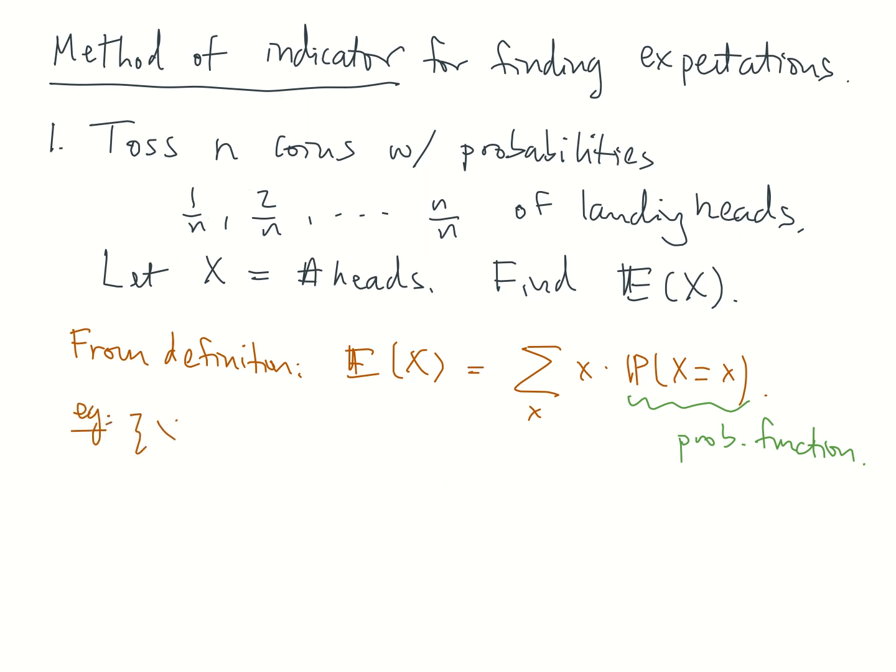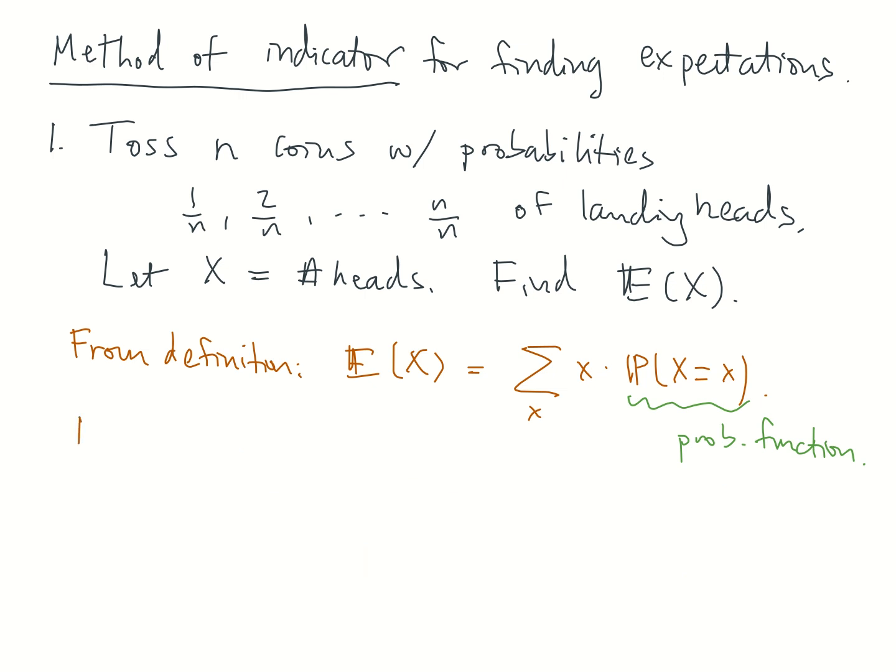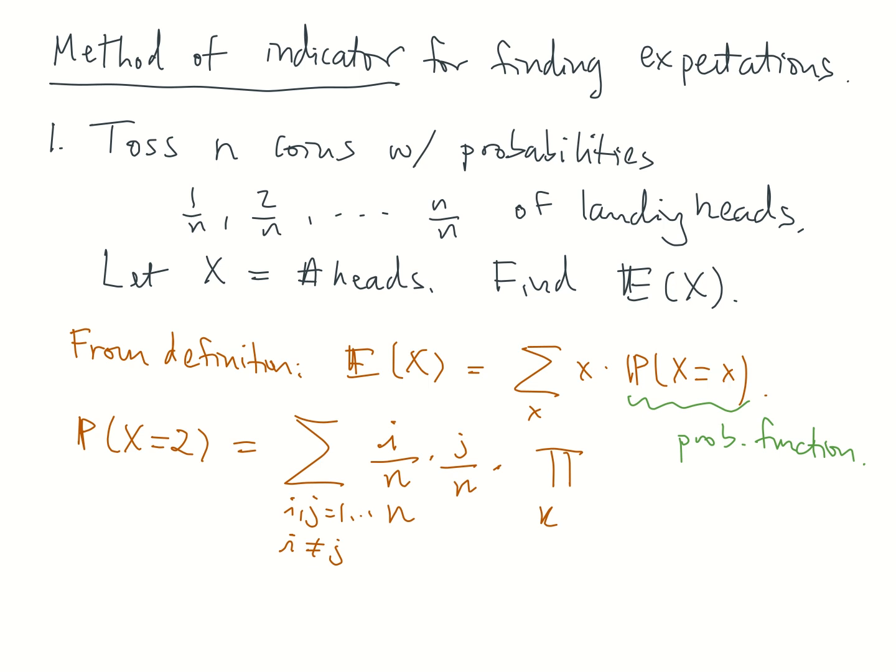For example, to get 2 heads, I could have the first coin land heads and the second coin land heads, and the rest are tails. Or I could have the first land heads, the third land heads, and the rest are tails, and so on. In general, I end up with this formula. Probability of X equals 2 is the sum over all distinct pairs i and j between 1 and n of i over n times j over n times the product over all k not equal to i and j of 1 minus k over n.